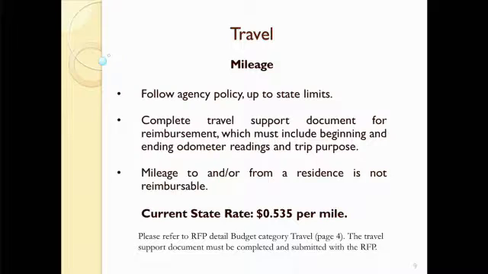Travel category mileage. Follow your agency's policy until it hits the state limits. Complete the travel support document for reimbursement, which must include beginning and ending odometer readings and the purpose of the trip. Mileage to and/or from a residence is not reimbursable. The current state rate is 53.5 cents per mile. Please refer to the RFP detail budget category travel, page 4. The travel support document must be completed and submitted with the RFP.